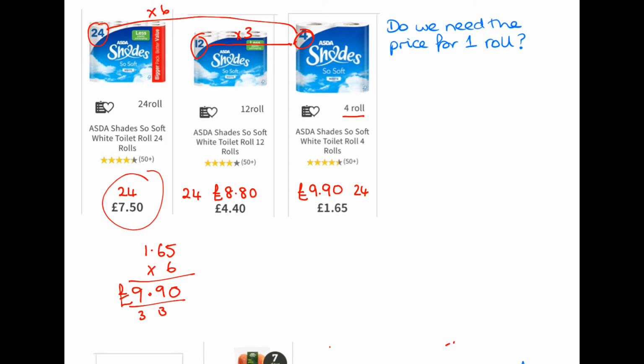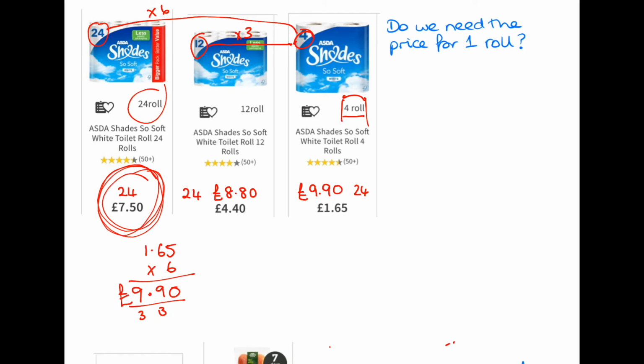So if you are buying a smaller amount, what you wouldn't do, I would assume, is buy 6 packs of this. If you're going to buy 6 packs of that, you might as well buy it in the bigger pack. It's just that you might not want 24 toilet rolls, but if you're looking at best value, then that size of pack is certainly better value than the others. And we've done that without working out the price for one toilet roll because we didn't need to.